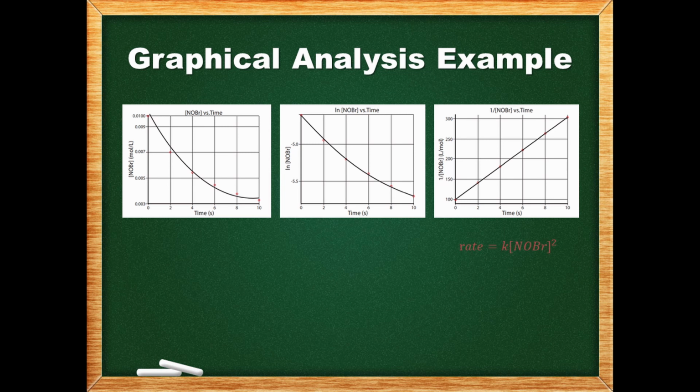Clearly, the reciprocal of concentration versus time graph is the only linear one, so the reaction must be second order with respect to nitrosyl bromide. Once the rate law is written, the slope of the reciprocal of concentration versus time graph can be calculated. This is equal to the rate constant.